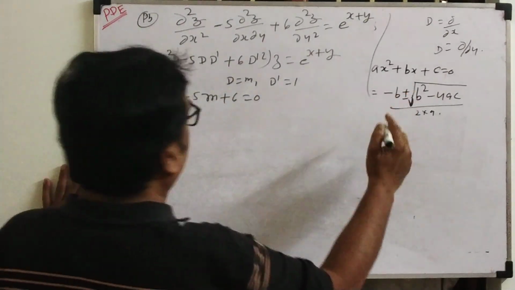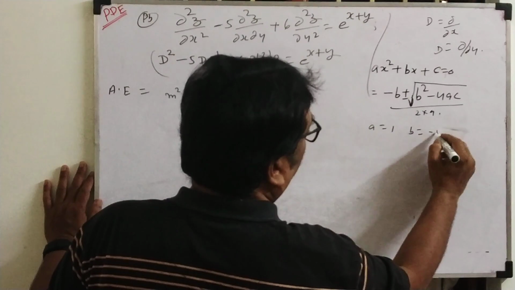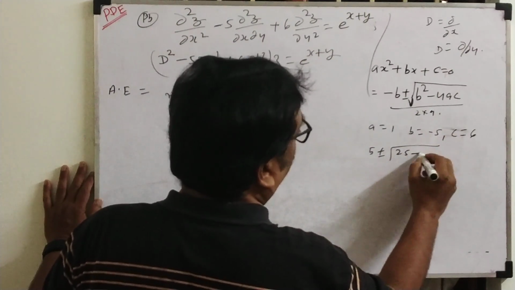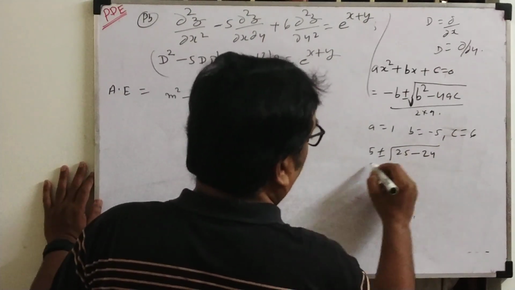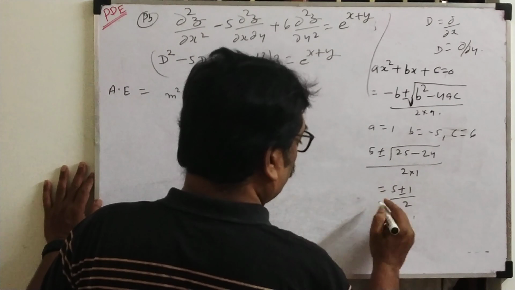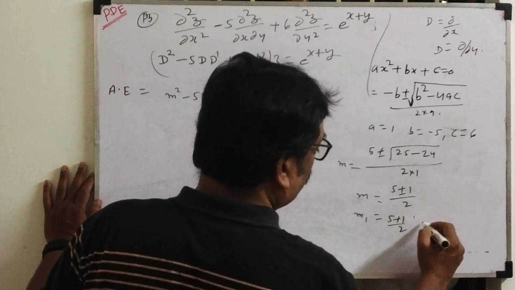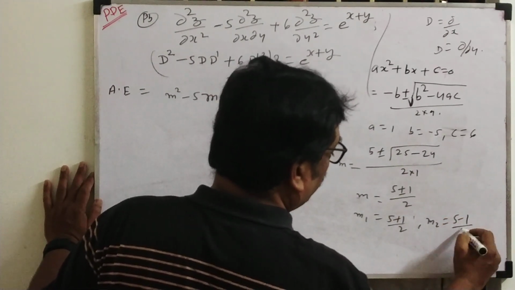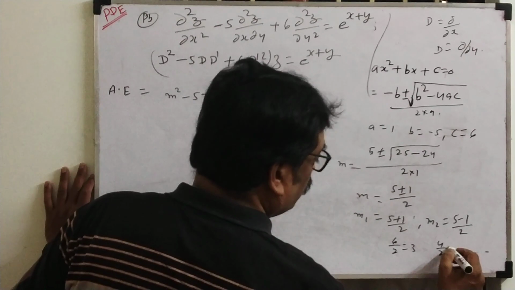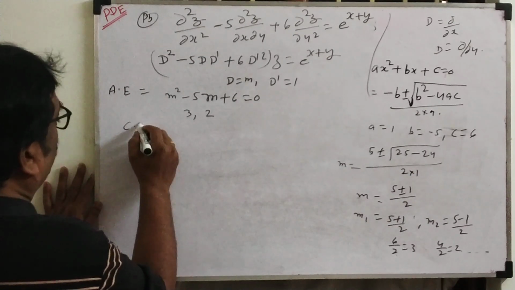Immediately you substitute here: a = 1, b = −5, c = 6. So m = (5 ± √(25 − 24)) / (2·1), which gives 5 ± 1 over 2. m1 = (5 + 1)/2 and m2 = (5 − 1)/2. So we get 6/2 = 3 and 4/2 = 2. So the roots we got here are 3 and 2.